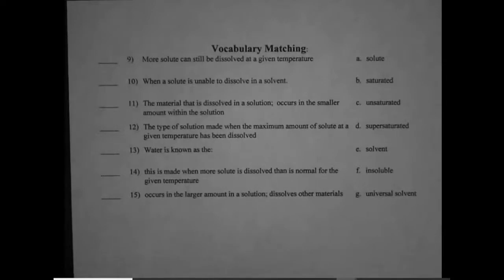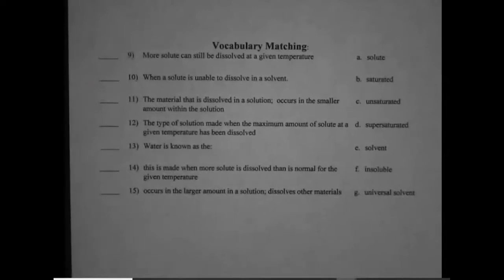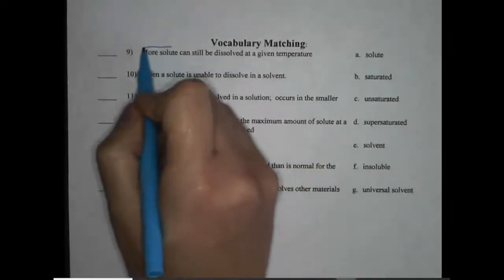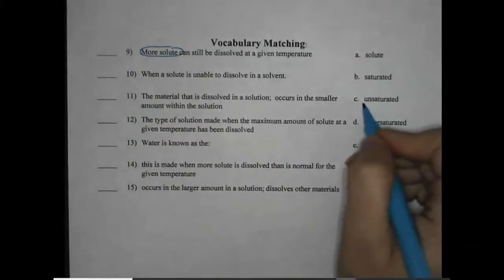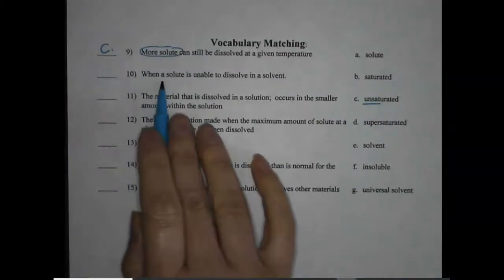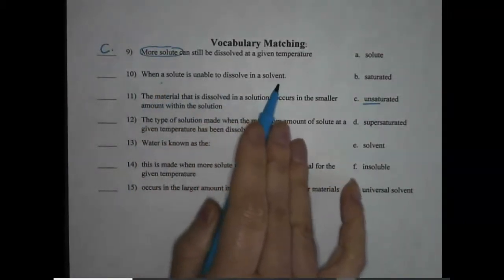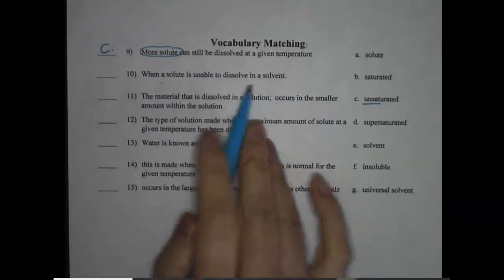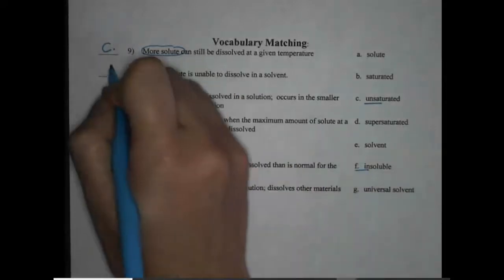This is all the vocab you need for your end of the week quiz. Some of it's from lesson 1, but we'll go through. It says more solute can still be dissolved. If it can still dissolve more, it means it's unfull, not saturated. So that would be unsaturated. When a solute is unable to dissolve in a solvent, when it's undissolvable, we call it insoluble, which is F, insoluble.